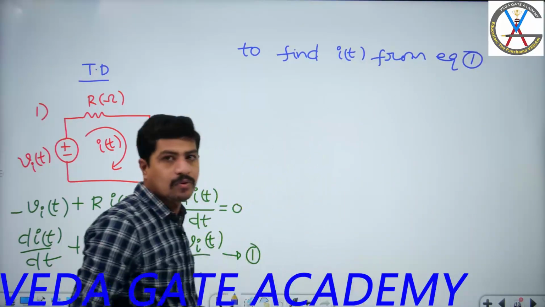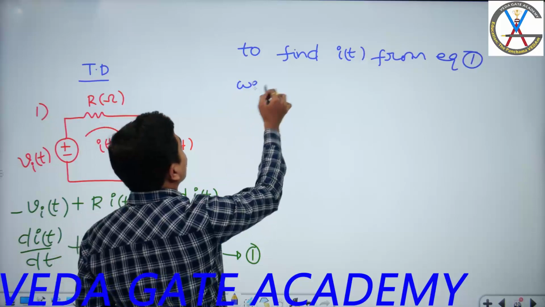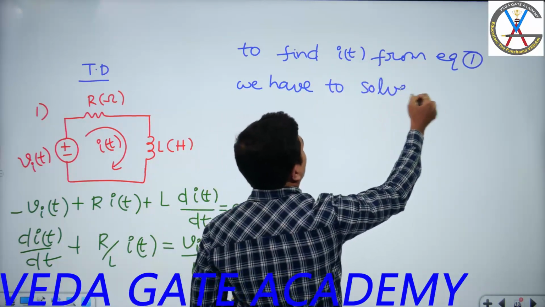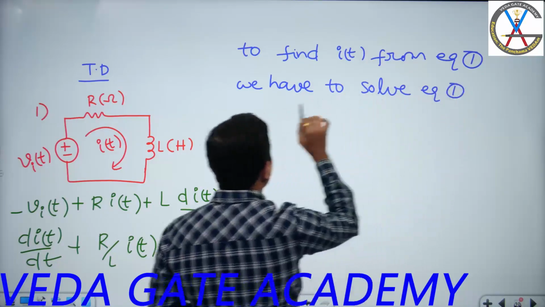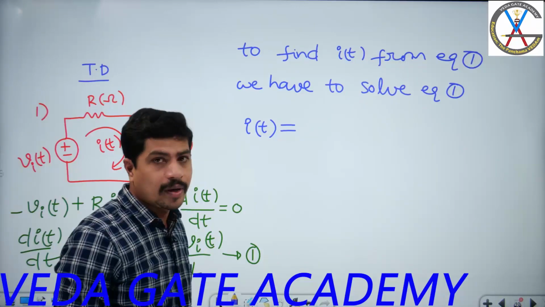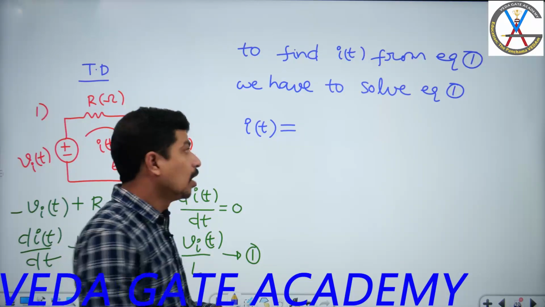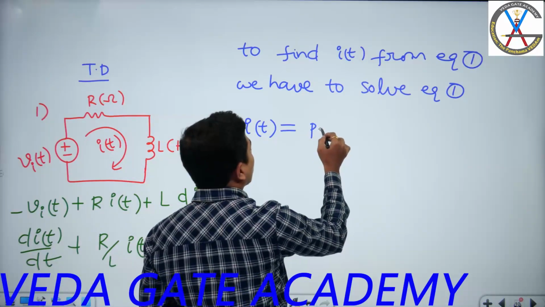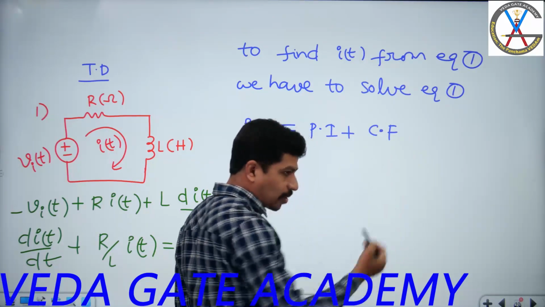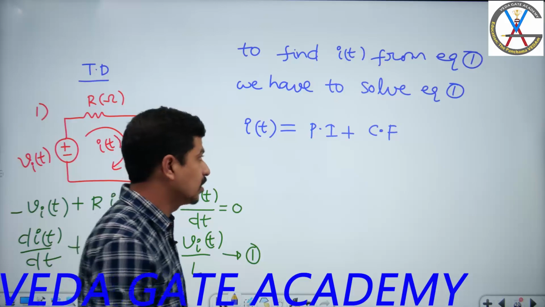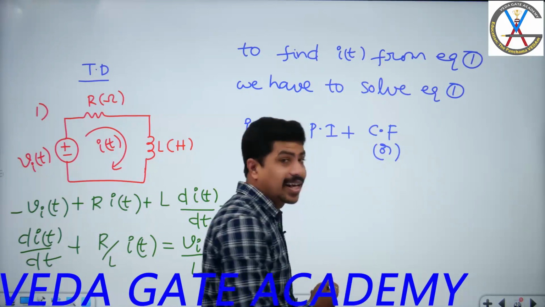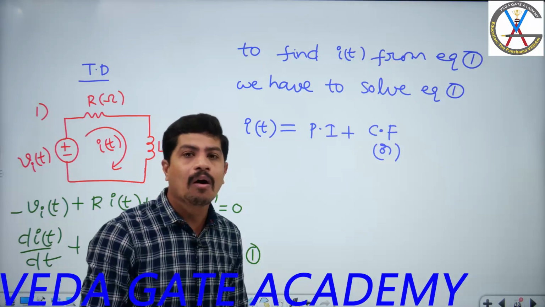Yes, we have to solve equation 1. I of t is going to have two solutions. One is the particular integral, another one is the complementary function. This complementary function is also called the natural response.